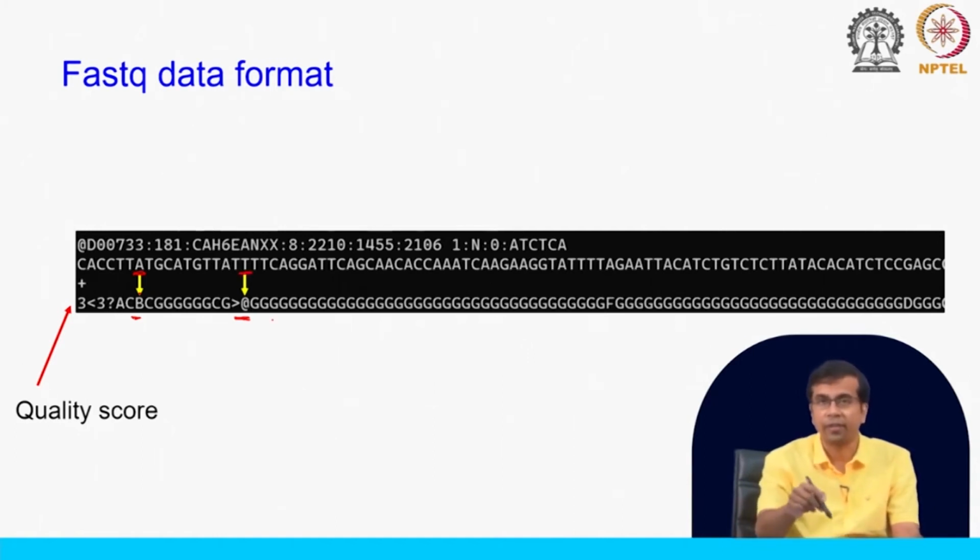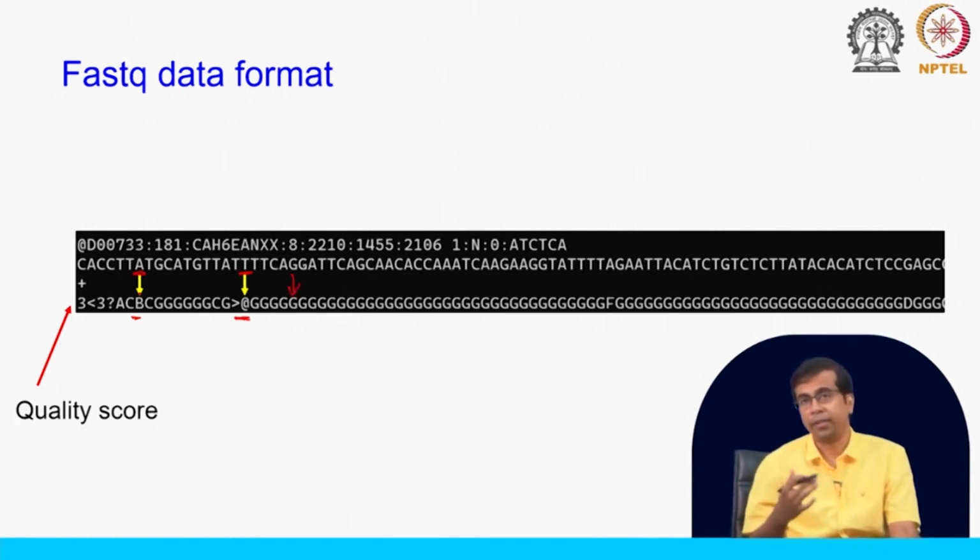So, you have this 1-to-1 correspondence, right. So, you can just simply read the quality score down here. Okay. So, this is something that is very convenient in FASTQ form. Now, the question is how are these quality scores represented, right? So, what do these numbers mean?